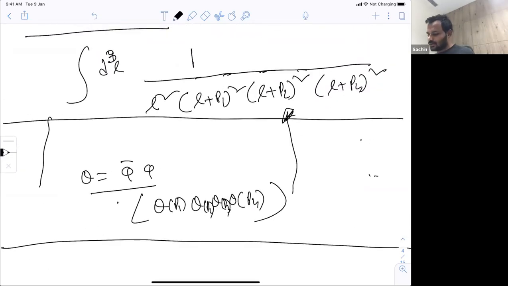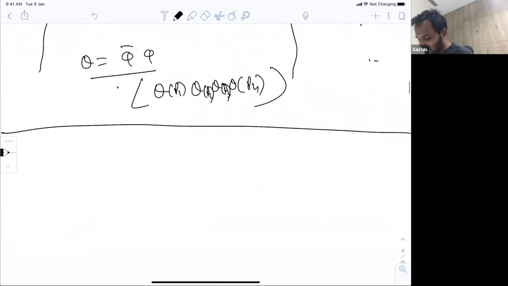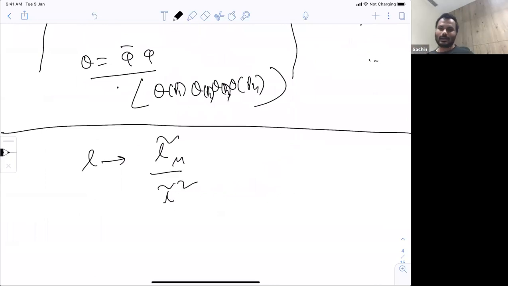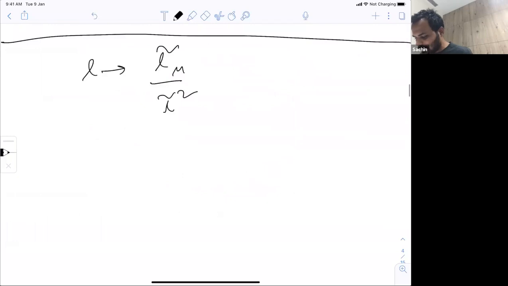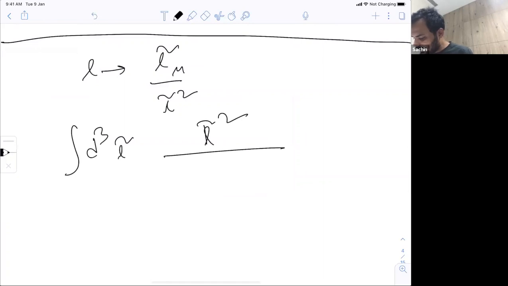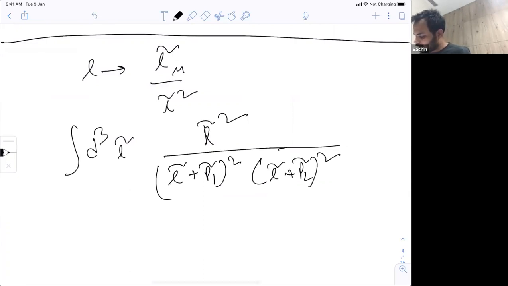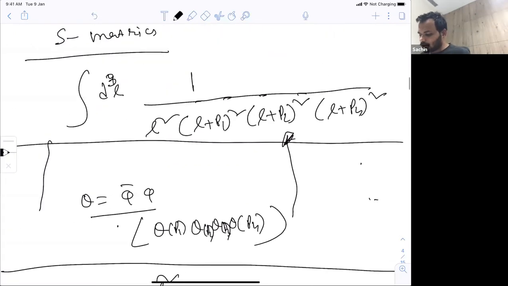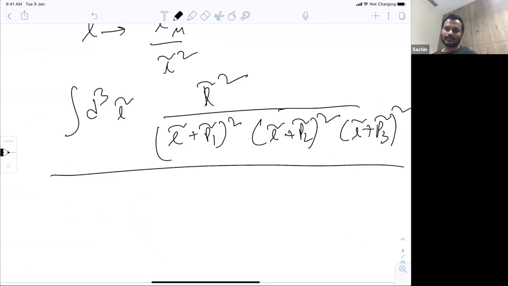In order to do this integration, there is a very nice trick, which is that L goes to L mu tilde by L tilde square. If you do this trick, you will immediately get d3 L tilde by L tilde square, L tilde plus P1 tilde. P1 tilde is also defined in terms of P1 exactly the same way. L tilde plus P2 tilde square, L tilde plus P3 tilde square. You see, immediately the four denominator thing, which is extremely difficult to calculate, has reduced to three denominators. And this is a feature of three dimensions.